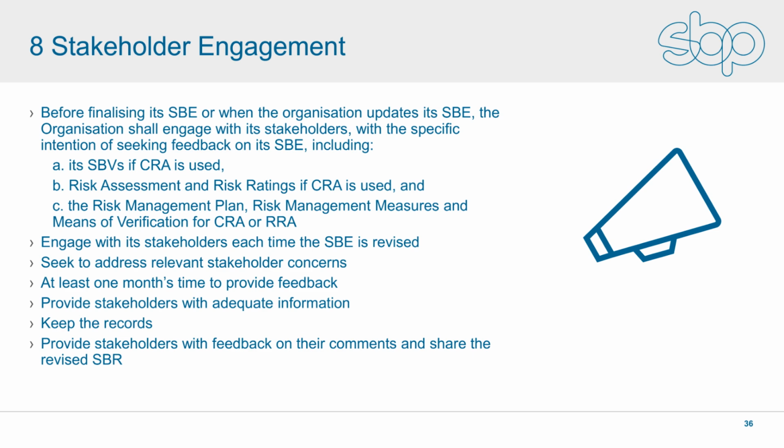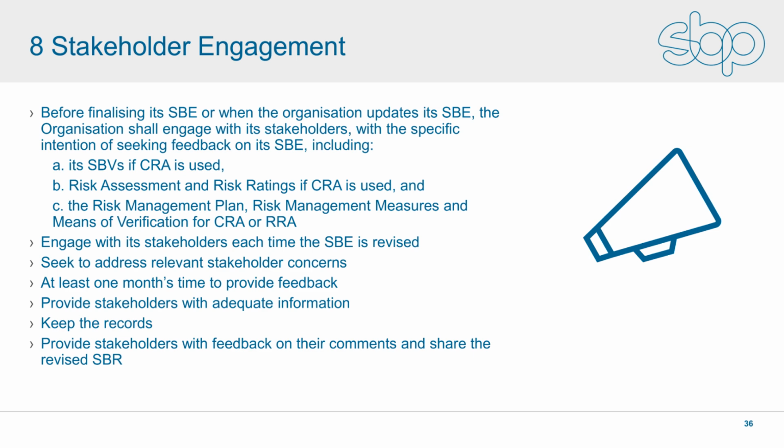The risk management plan, the risk management measures, and the means of verification are consulted on regardless of whether the organization is using a CRA or an IRA. These are the elements the biomass producer is responsible for developing in every case, and they are always in scope for consultation. The practical implication is that for biomass producers in regions covered by an endorsed RRA, the consultation workload is noticeably reduced. For biomass producers operating under a CRA, the full scope of the consultation remains.